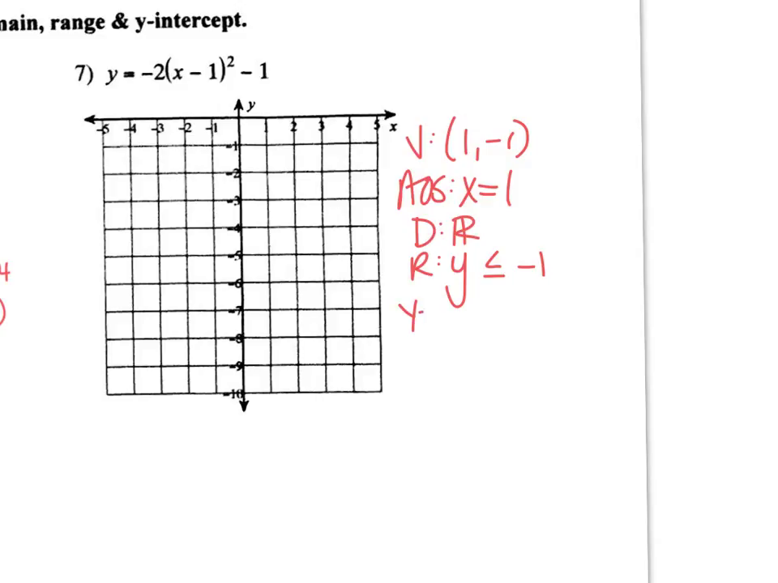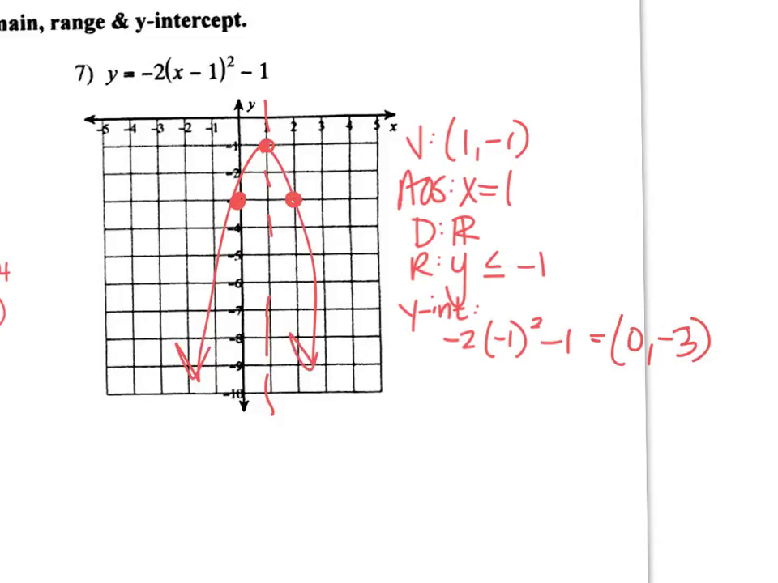And then I can find my y-intercept using my shortcut method, which is to do -2 times (-1) squared minus 1, which gives me -3. So my y-intercept is (0, -3). So finally, I actually have enough to graph. (1, -1), axis of symmetry down the middle, (0, -3), and so I can make a mirroring point on the other side and get my parabola that way.